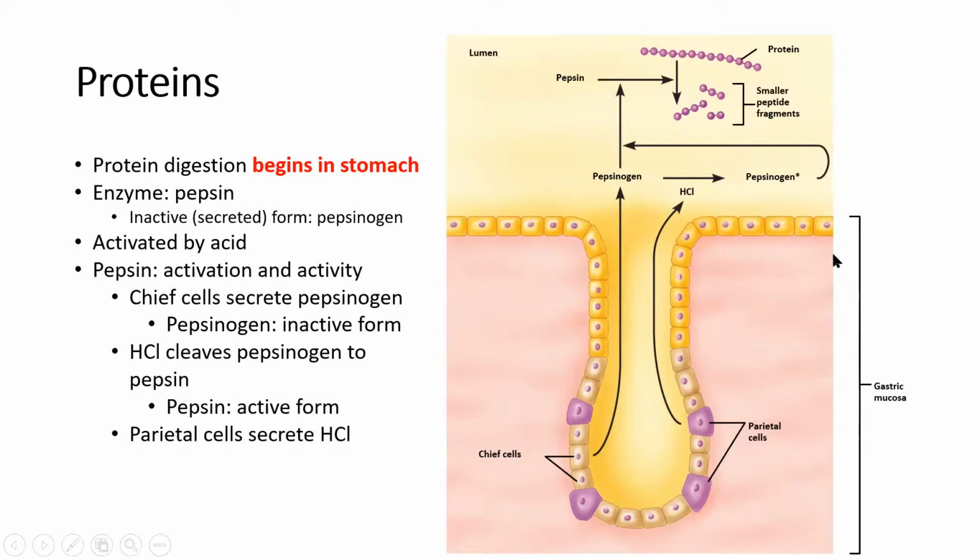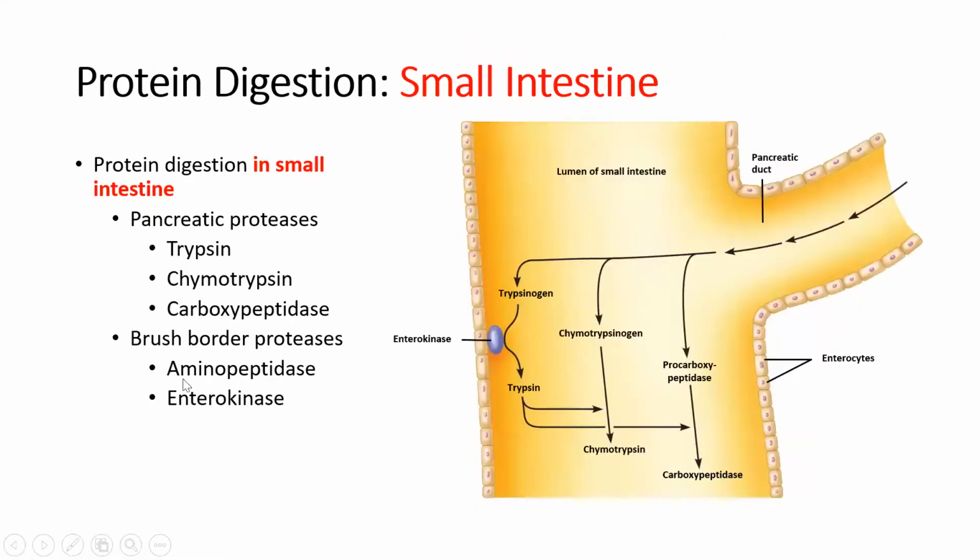When we get to the small intestines, here we have these smaller chains of amino acids, or these smaller peptides, and here we have these pancreatic proteases that are released from the pancreas via the pancreatic duct, and here we can further break down these peptides into their smaller amino acid components. So there are two types of proteases here in the small intestine. They're the pancreatic proteases, which are trypsin, chymotrypsin, and carboxypeptidase. And then there are the brush border proteases, which are the aminopeptidase and the enterokinase.